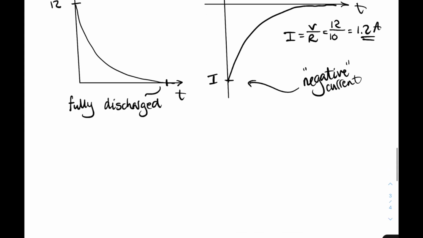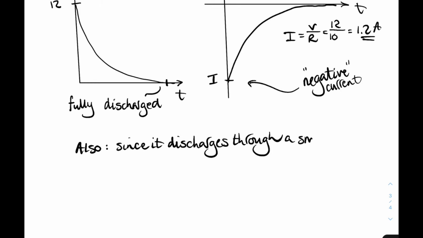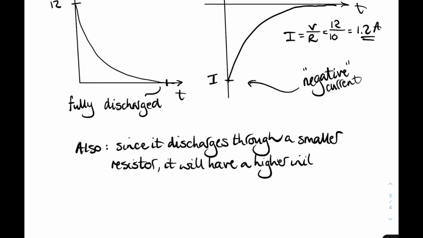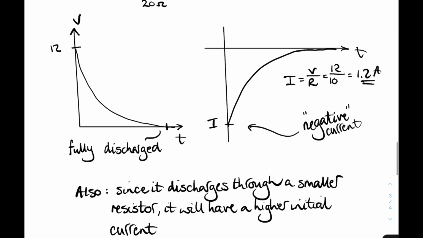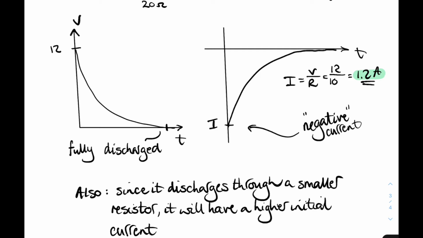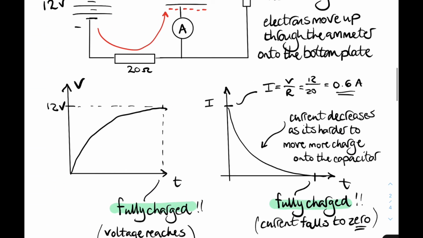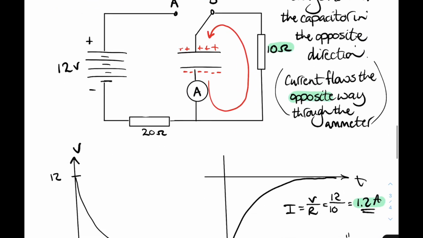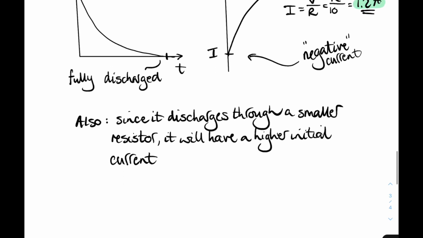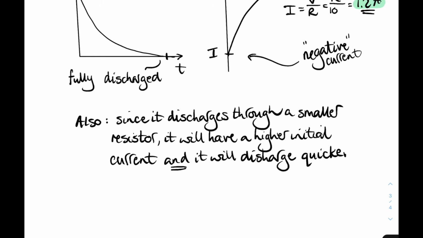So your initial charging or discharging currents can be found by using Ohm's law, and in this example, since it discharges through a smaller resistor, we're going to have a higher initial discharging current, 1.2 amps, compared to 0.6 amps when it was charging. So watch out for that, different resistances in the charging and discharging side of the circuit. Also, it'll discharge quicker if it's a smaller resistor.